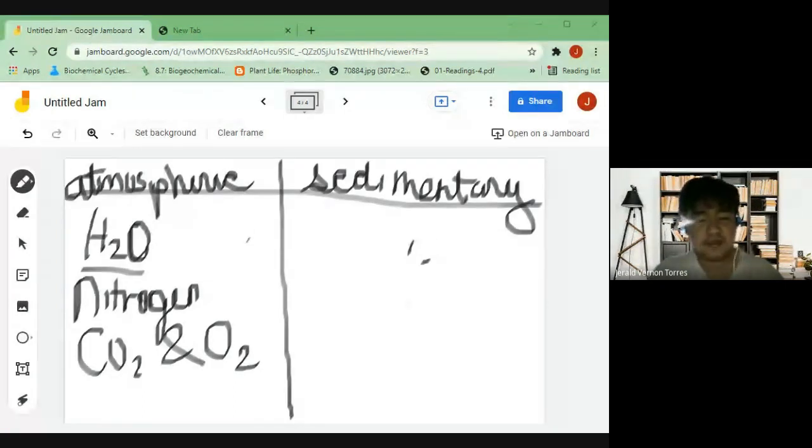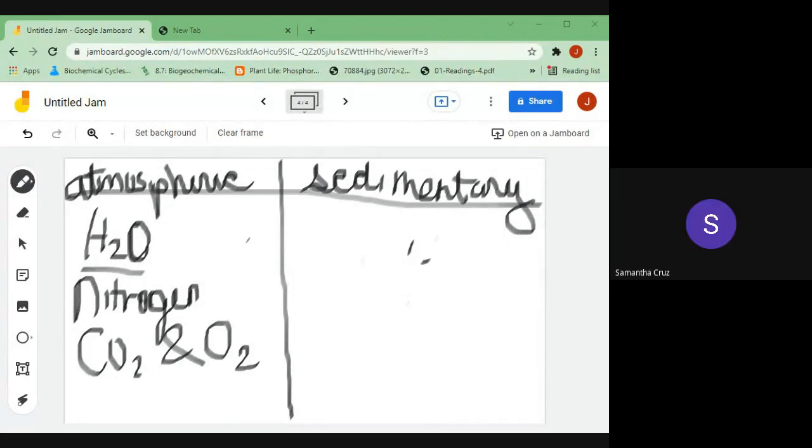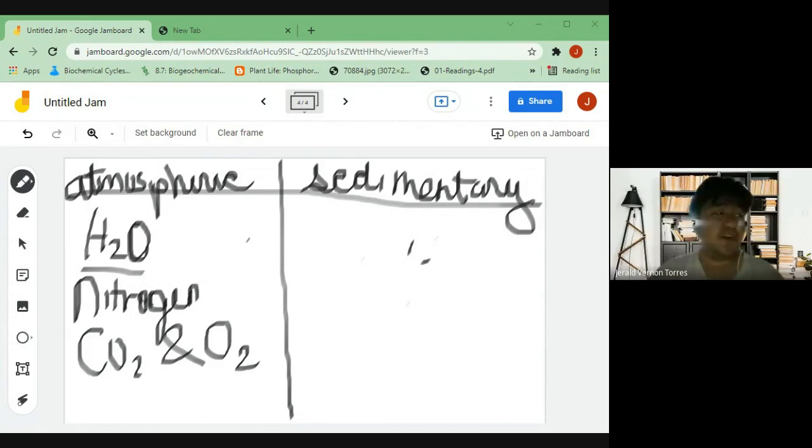Plus, Samantha Cruz, the phosphorus, where could it be stored? In the atmosphere or in the geosphere? In the sedimentary, sir. Correct. This is an example of a sedimentary cycle, since the storage of our phosphorus would be the rocks, or the geosphere. Thus, it would fall under your sedimentary cycle.